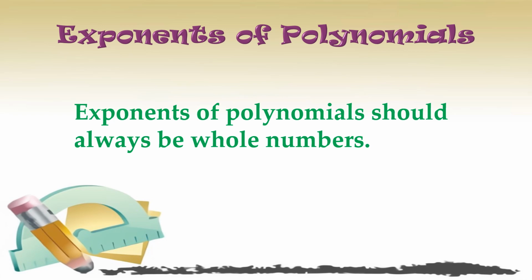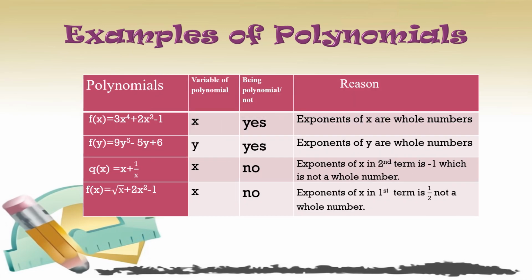Okay, next is, here are some of the examples of polynomials. Some examples of polynomials are given to you here, and you want to check whether it is a polynomial or not, and if yes, then what is the variable of the polynomial, and why it is not a polynomial. So here goes the reasoning.